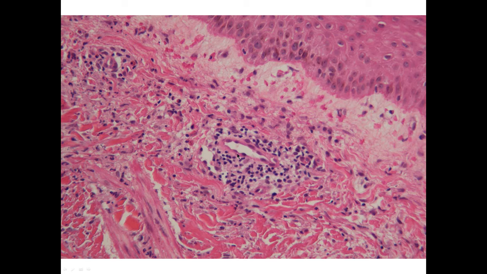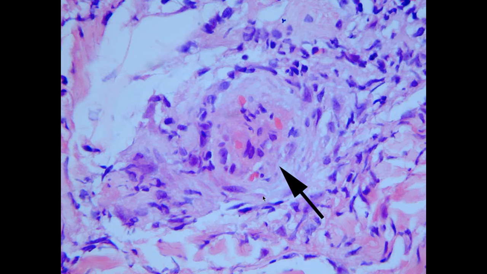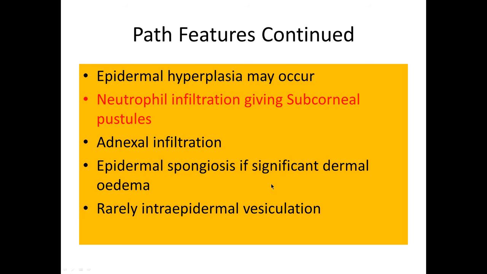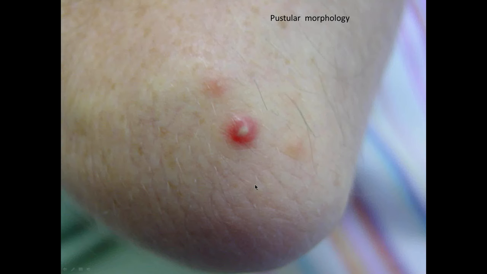This was a picture we showed before with the vessel here, a little bit of swelling of the endothelium here, some leukocytes surrounding this, and this was the case that did have a little bit of fibrinoid necrosis that I showed right at the beginning. What about lesions that mainly show a neutrophilic infiltrate giving subcorneal pustules?